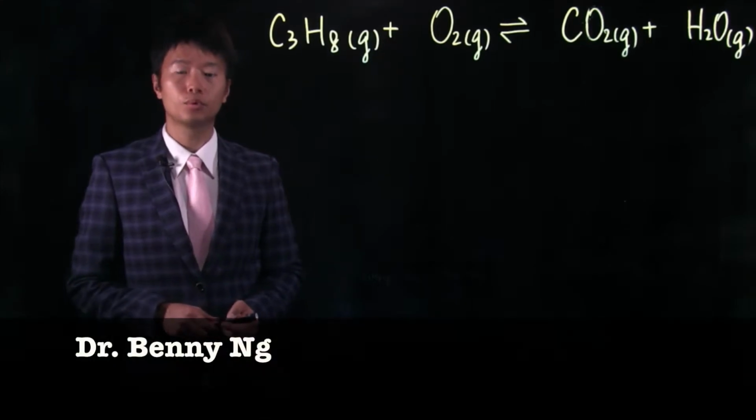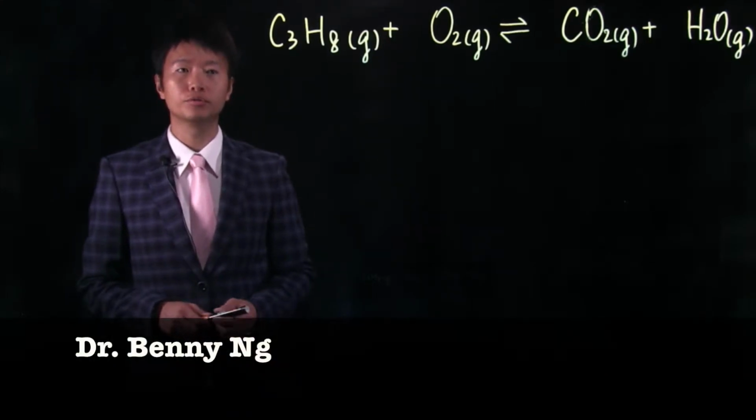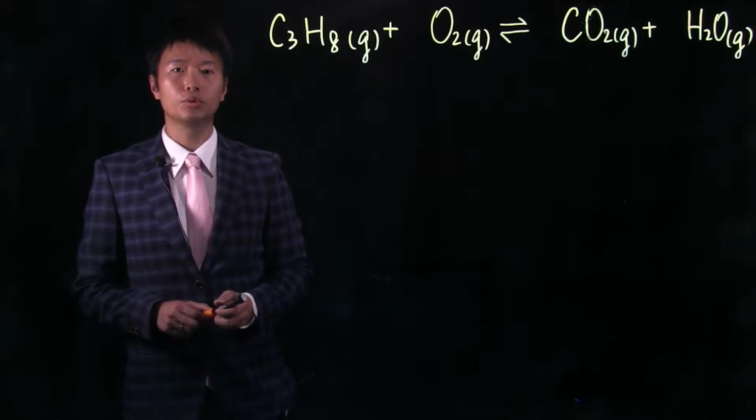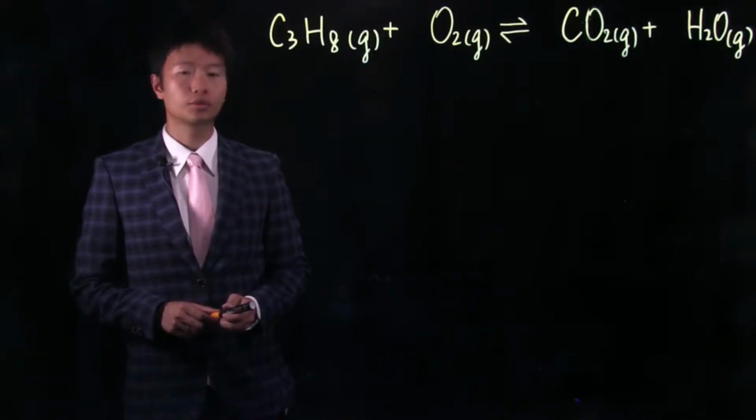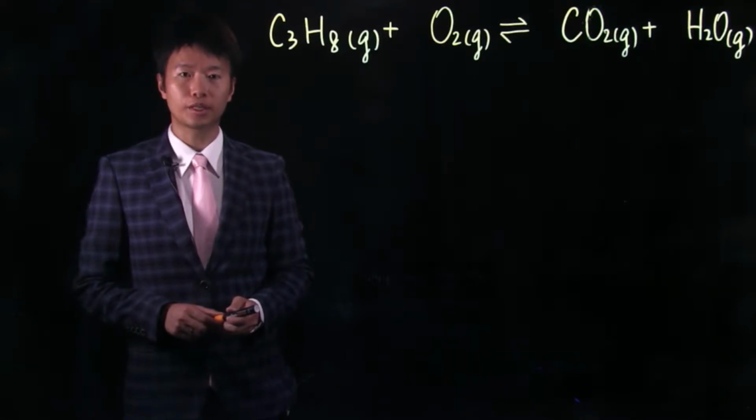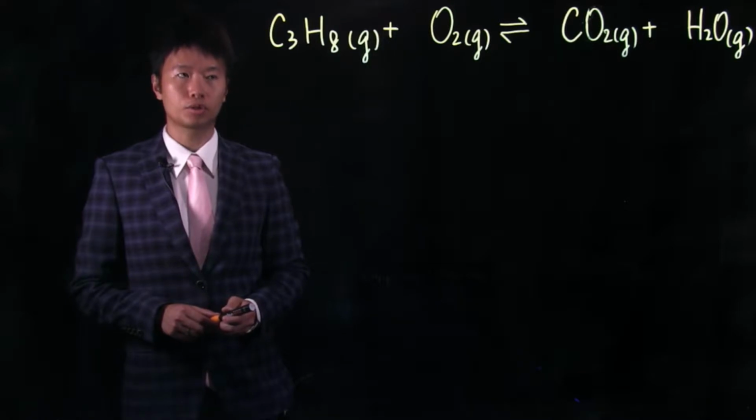For this example, we are asked to write down the reaction quotient for this chemical reaction, which is the combustion reaction of propane gas. In order to write down the reaction quotient for this reaction, once again, we need to make sure this chemical reaction is balanced. So now let's take a look.